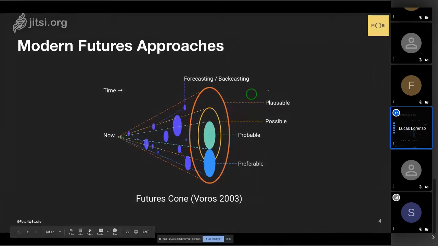Let me just turn this on. Everyone can see my awesome green map. Okay, cool.